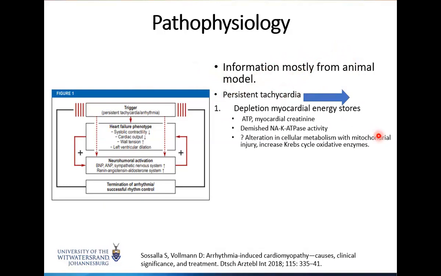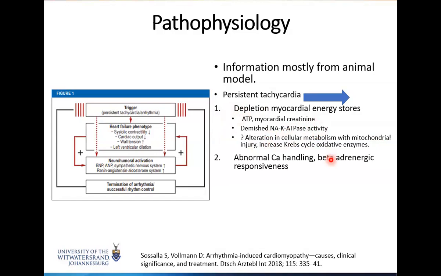Firstly, persistent tachycardia causes depletion of myocardial energy stores. The evidence for that is reduced levels of ATP as well as myocardial creatine, with diminished sodium potassium ATPase activity. This is thought to come about as a result of alteration in cellular metabolism, with mitochondrial injury and an increase in the Krebs cycle oxidative enzymes.